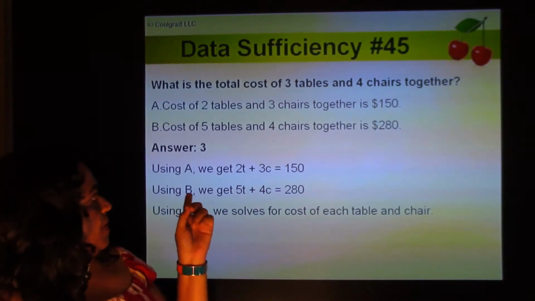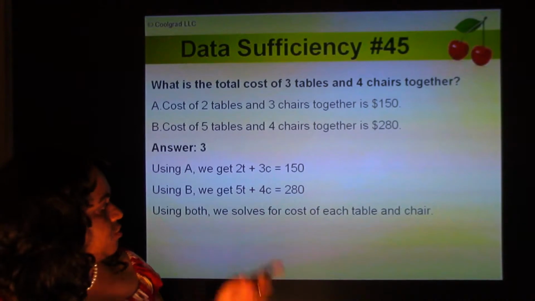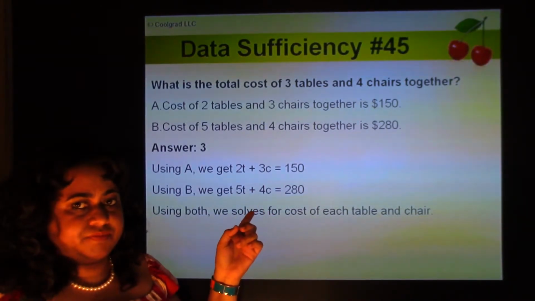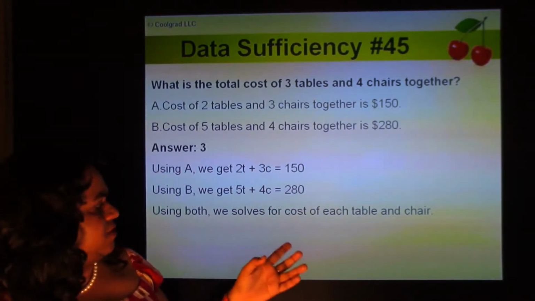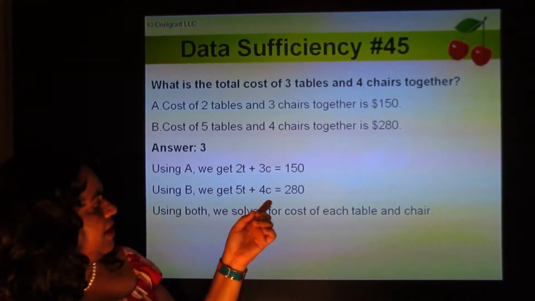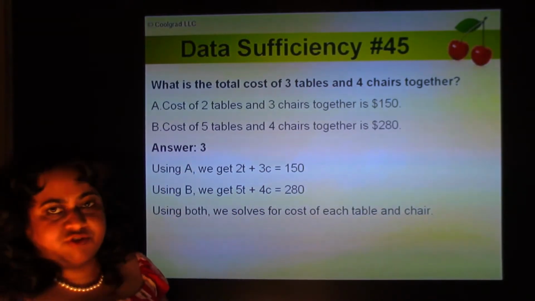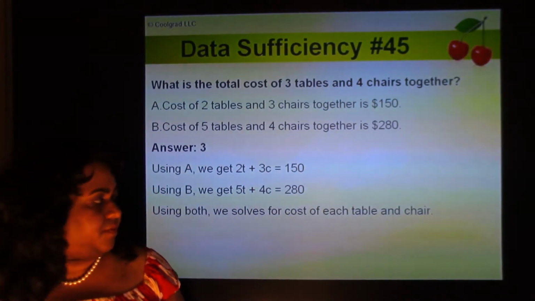But using B alone, 5t plus 4c is 280. So you can have multiple values here again. But using both the statements together, we get a unique value of the cost of each table and the cost of each chair. So both the statements together are sufficient. So we pick option 3.